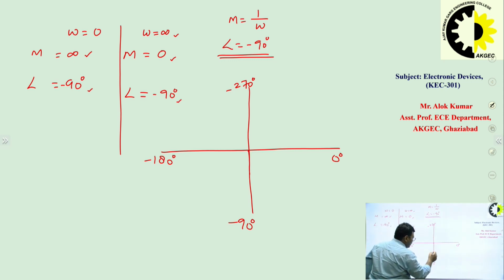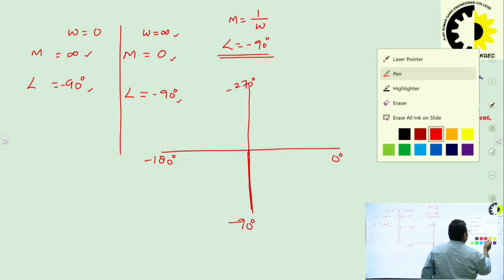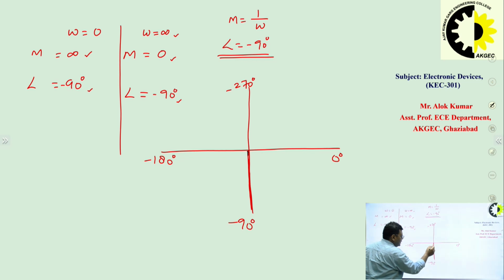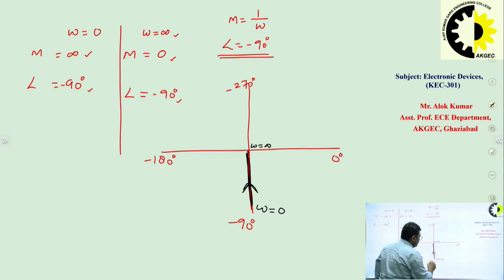In both cases, I am getting the angle is minus 90 degree. So, at omega is equal to 0, the magnitude is infinite, we can consider this is going towards infinite, and at omega is equal to infinite, the magnitude is 0. So, this point will be omega is equal to infinite, and the direction of this plot will be from lower frequency to higher frequency. So, this will be the direction of this plot. So, this is the polar plot of 1 upon s.